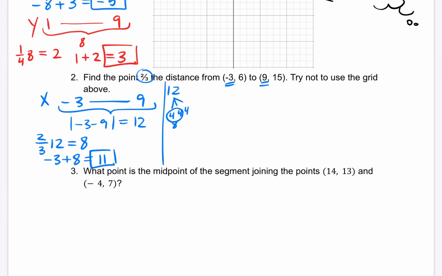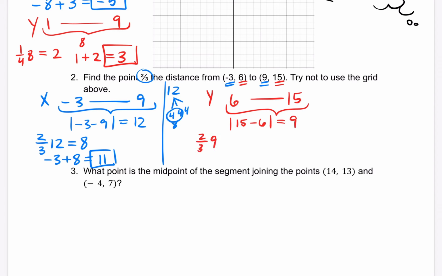And then for the y direction, same exact business. Over here in red, from 6 to 15. Now this picture I'm drawing is just supposed to behave like my number line. This is just showing me where these numbers go in relation to one another. I know that 6 is to the left of 15 on the number line because it's less than 15. So 6 to 15, 15 minus 6 is 9. There's my distance across 2/3 of 9.